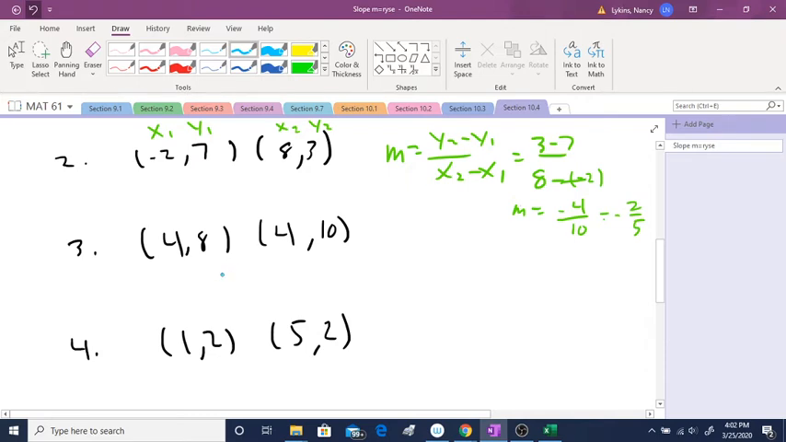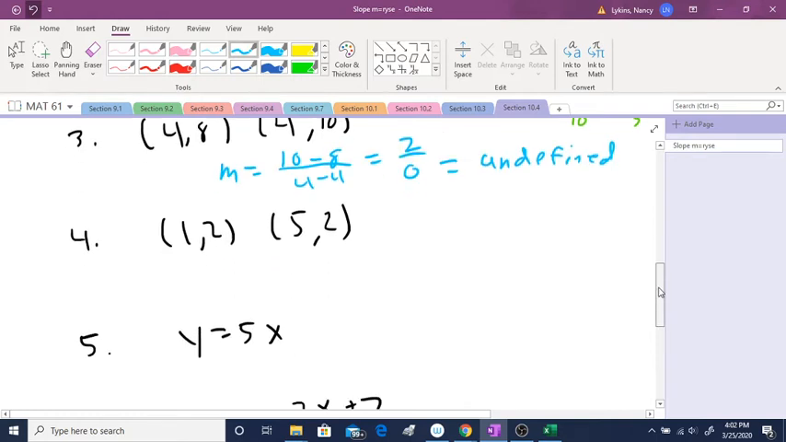Now this one right here, I want to just go ahead and say, okay, 10 minus 8 over 4 minus 4. Well, 10 minus 8 is 2. 4 minus 4 is 0. So in this case, 2 divided by 0. So think about money. If you have $2 divided by 0 people, it makes no sense. We call this undefined. So if we graph this, this would be a straight line going up and down.